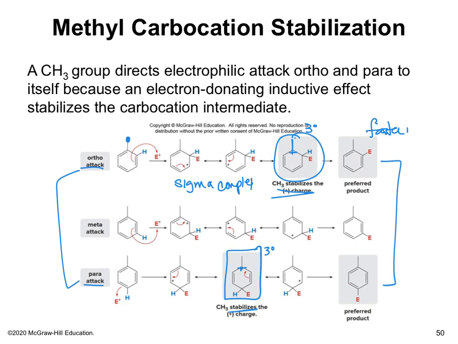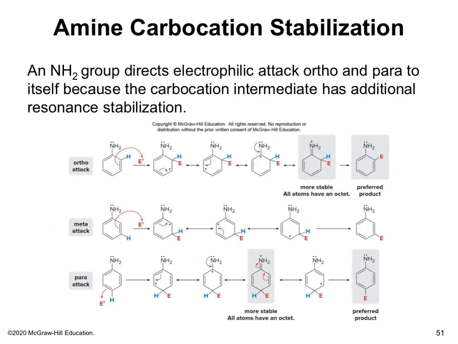If you try to make it go meta, this is secondary, this is secondary, this is secondary. There's just no tertiary. It's not that it's bad, it's just that ortho-para is going to be so much faster that meta doesn't happen on a toluene, an electron donating group.